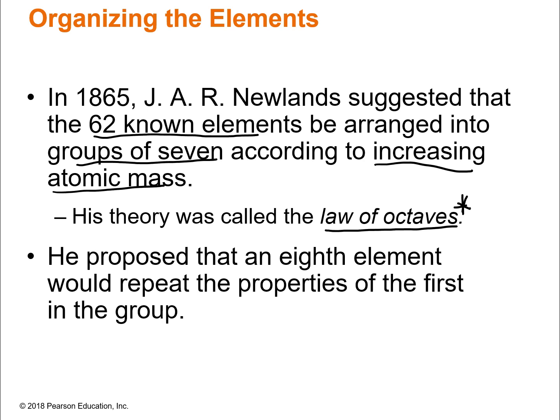So the law of octaves, we're saying that you arrange the elements in groups of 7 according to increasing atomic mass. The 8th element would repeat the properties of the first one in the group. So if you had element A, B, C, D, E, F, and G, that's 7 elements. The next element, H, would have similar properties to A. So you see how we're starting to form these columns of elements. And he's saying that every 8th element would repeat the properties of the first group. So know the law of octaves.